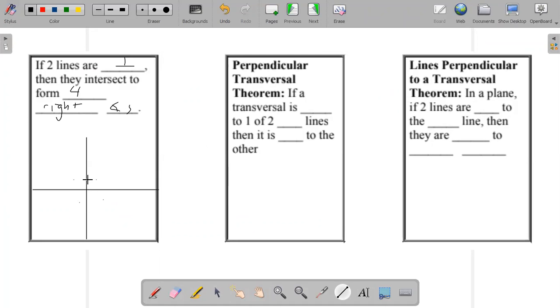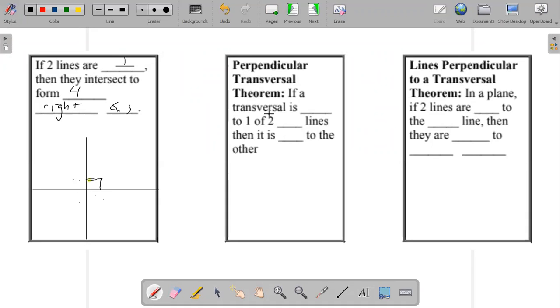If this angle is a right angle, that would mean that this angle is a right angle, which would mean that this angle is a right angle, which would mean that this angle is a right angle. Because if these two angles add up to 180 and this side is 90, this side has to be 90. If this side is 90, this side has to be 90, and so on. So if two lines are perpendicular, then they are going to intersect to form a right angle. Okay? The perpendicular transversal theorem.